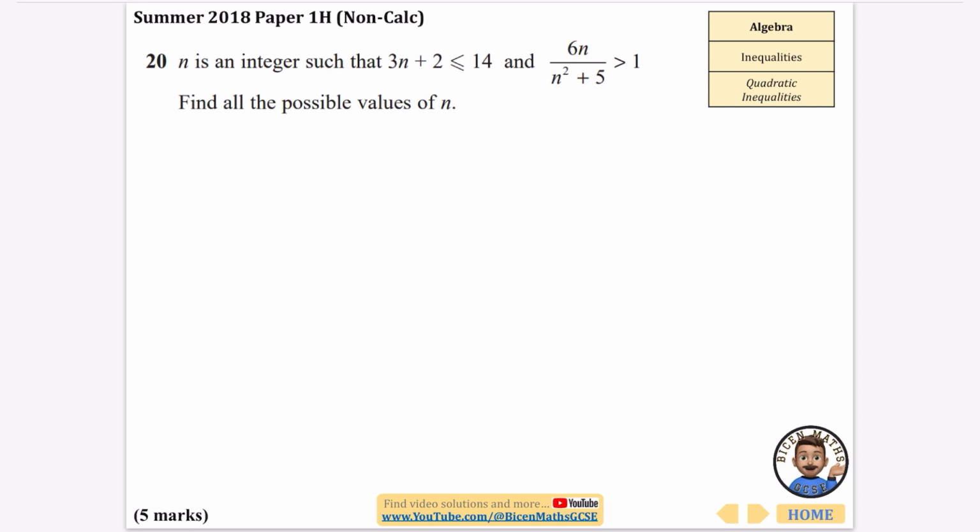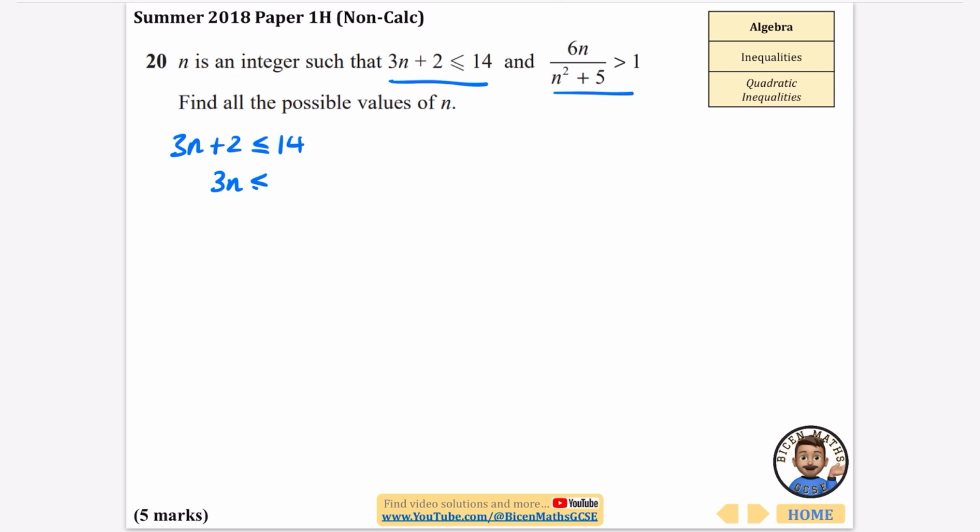Okay, this time we've got a pair of inequalities, and it says that n is an integer such that both of these are true. Find all the possible values of n. Well, this one's linear, and this one's going to be quadratic. Let's start off with the 3n plus 2 is greater than 14. So 3n plus 2 is less than or equal to 14.